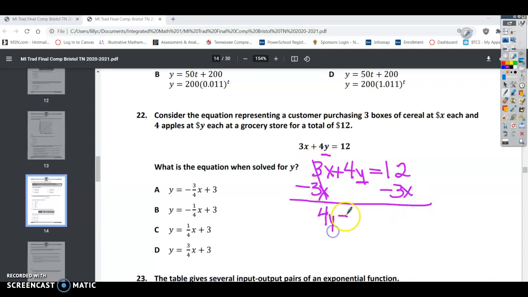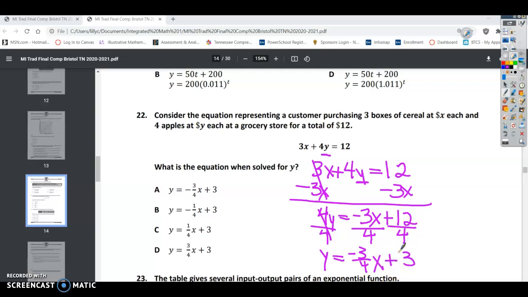So we have 4y equals, it doesn't matter which order we put this in, but I'm going to put the negative 3x plus 12 just so that I have the slope first. And you can see that all of these, the slope comes first. All right, last step, divide everything by 4. This is negative 3/4 x, and then 12 divided by 4 is 3.